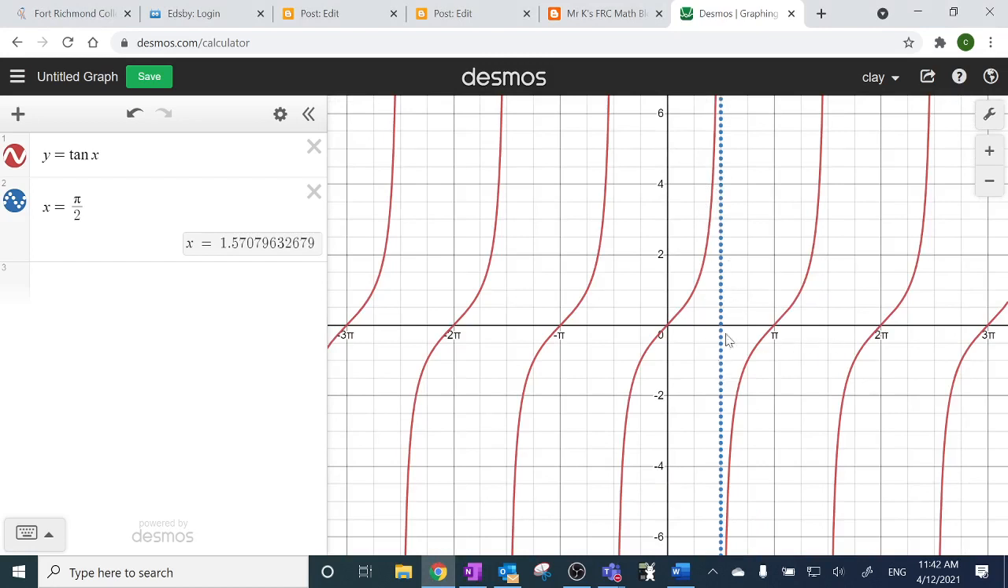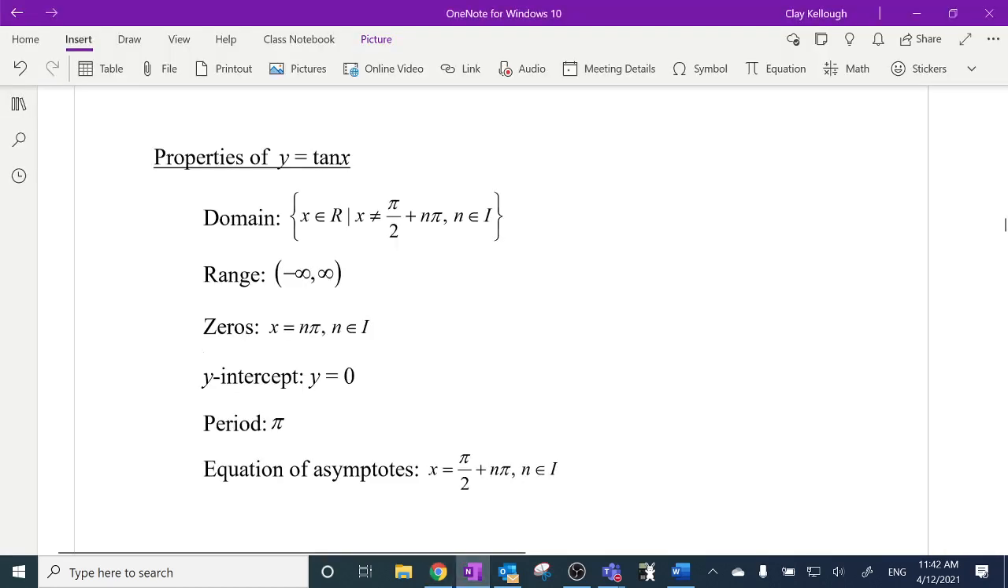See, that's 1 pi by 2. That one there would be 3 pi by 2. Over here would be 5 pi by 2. You get the idea. Okay? What else can we say about tangent graphs? Well, they do hit every y value possible. Y values can go from -infinity to infinity, and they have x-intercepts at every whole number of pi. 1 pi, 2 pi, 3 pi, 4 pi. You cross the x-axis. The y-intercept happens at 0.